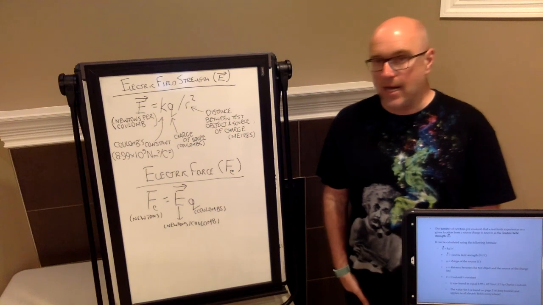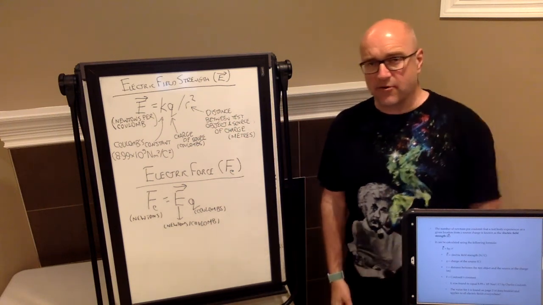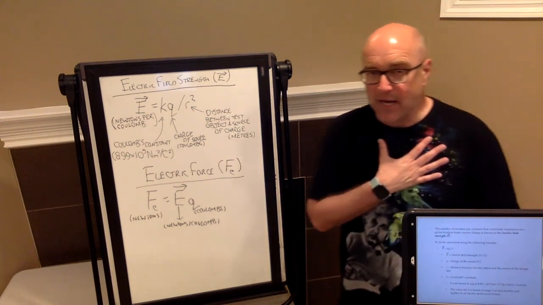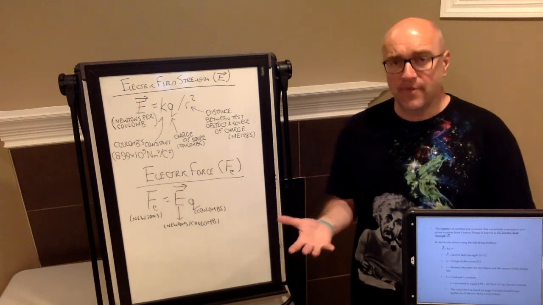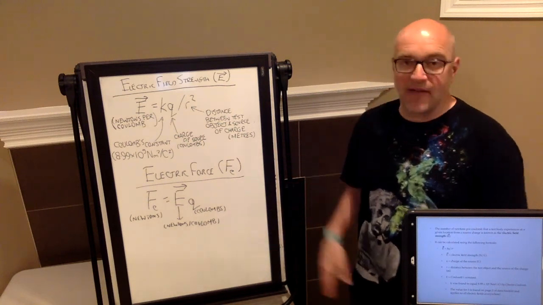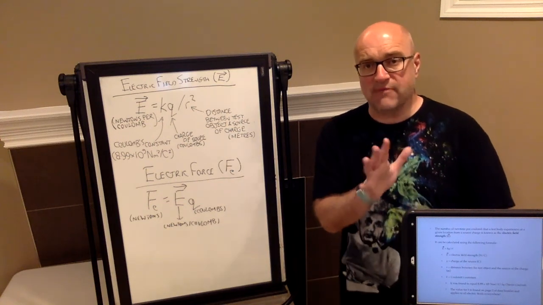And then the radius squared is going to be the distance between the test object and the source of the charge. So if I've got a Van de Graaff generator over here, and I'm 5 meters away from it, and I'm the test body being charged by the generator because I'm in its electrical field, then the distance there would be 5 meters. Again, the distance is always measured in meters.